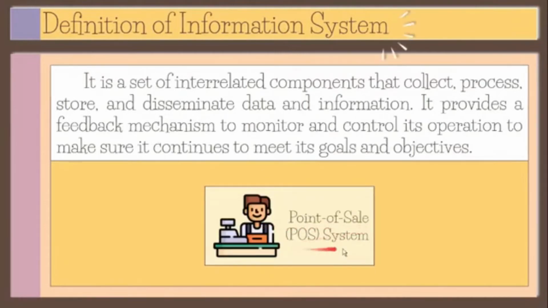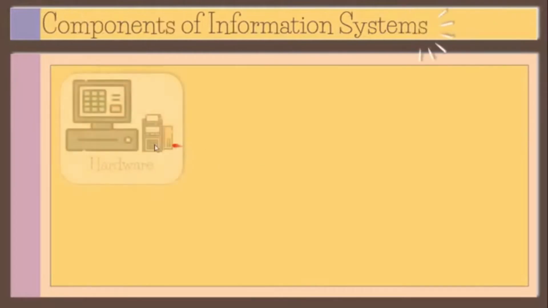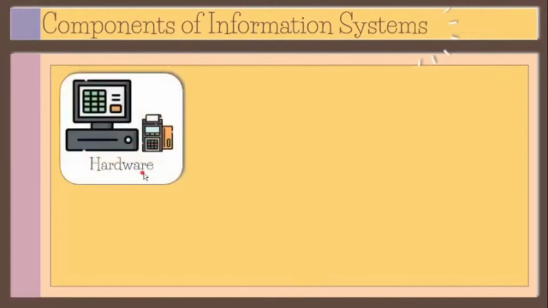Another example is a point of sale system. It is a place where customers make a payment for products or services at a store. This system is composed of the following: hardware. These are the computer equipment used to perform input, processing, storage, and output activities.